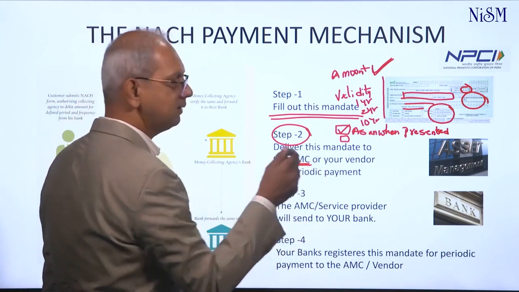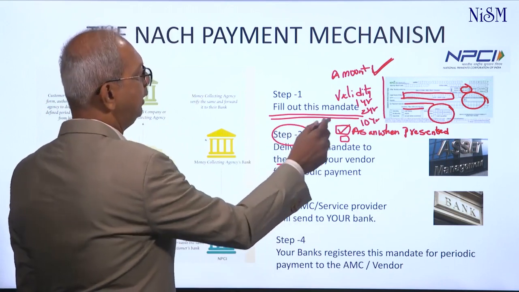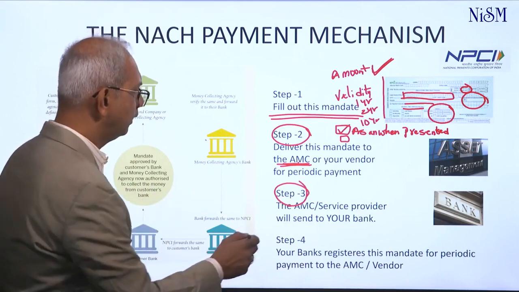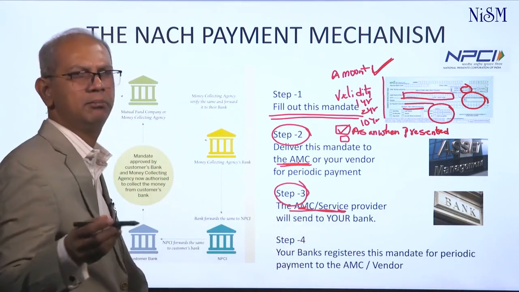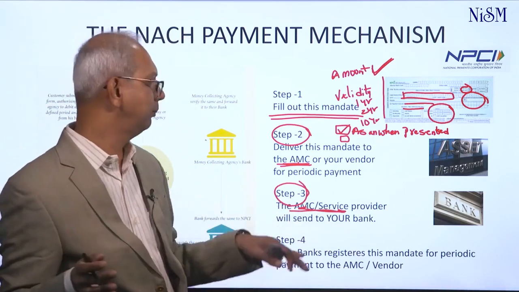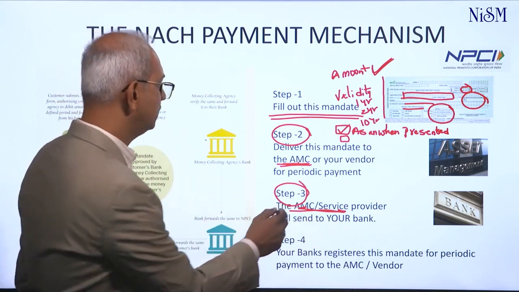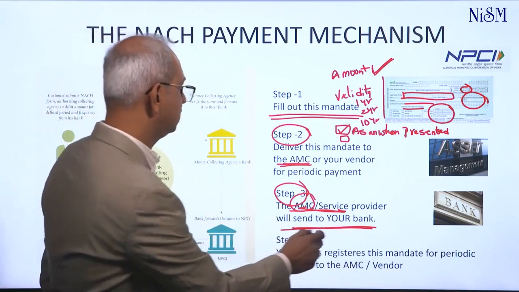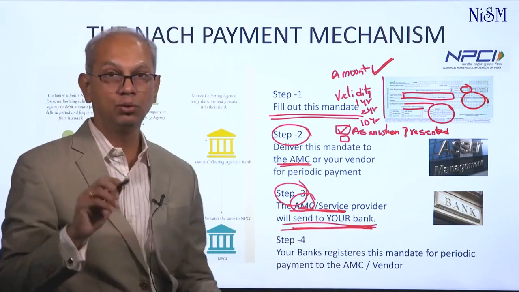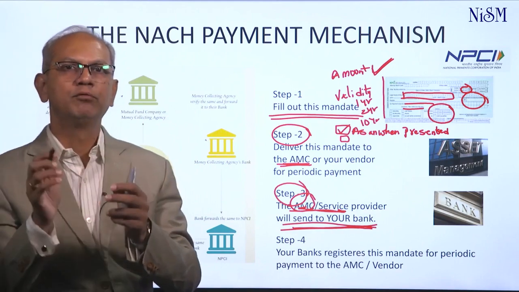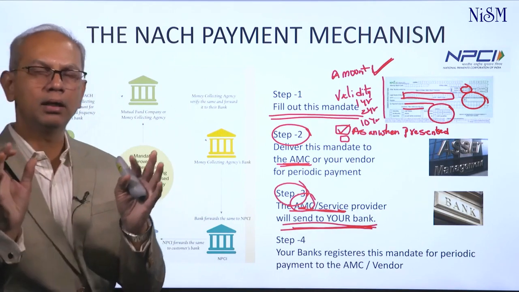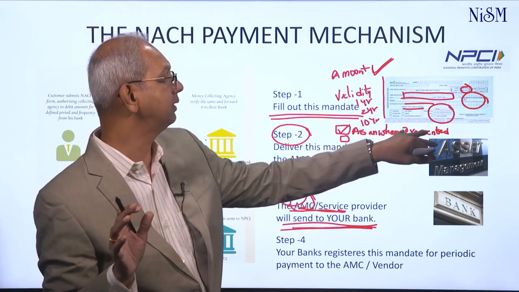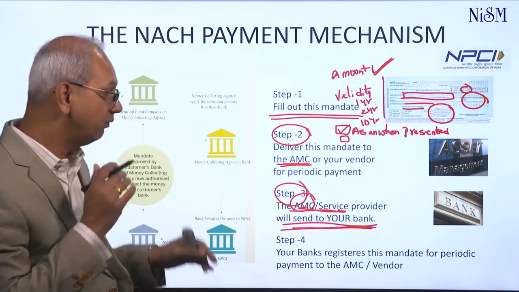So in this example, if you have signed this mandate for the SIP and delivered it to the AMC, step number 3 is that on that particular date, the AMC or your service provider, the gym or whoever you have given it to, in our example the AMC for the SIP, is going to send electronically the instructions to your bank, because you have signed it. It's your mandate with your details of the account number and so on. You have given it on that money, and you have also checked as and when presented, and you have given the validity as well. So you have given all these details.